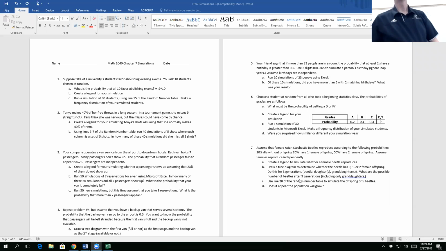Why is it not just 90%? Like when you ask 10 students, why is it not just most likely 9 out of 10 of them? Why is it different? Okay, so you're asking why would it be different? Okay.